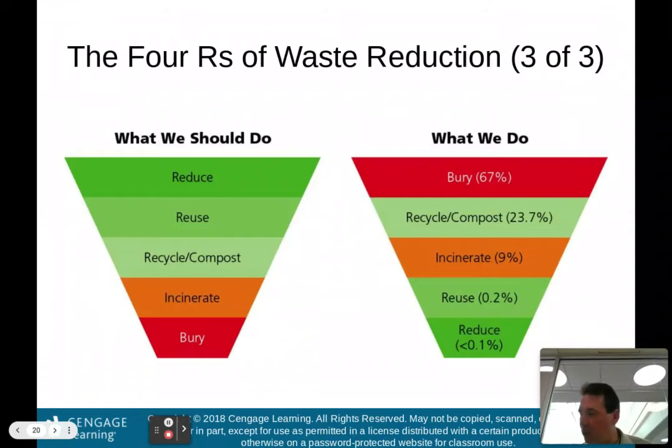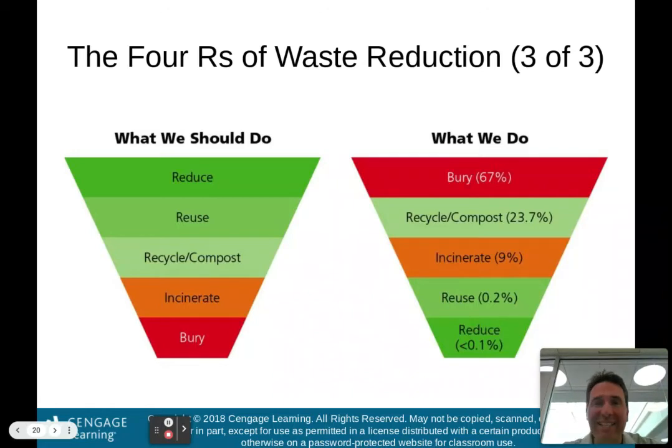So here we look at the left is what we should be doing. These are advices from the U.S. National Academy of Sciences. But on the right is what we actually do. So you'll notice we should reduce, we should reuse, we should recycle and compost. Then the last step, we should incinerate. And finally, if all else fails, we should bury. So we should reduce first, reuse second, recycle and compost third, incinerate fourth, and only if all else fails do you bury it. Unfortunately, we kind of do it the opposite.